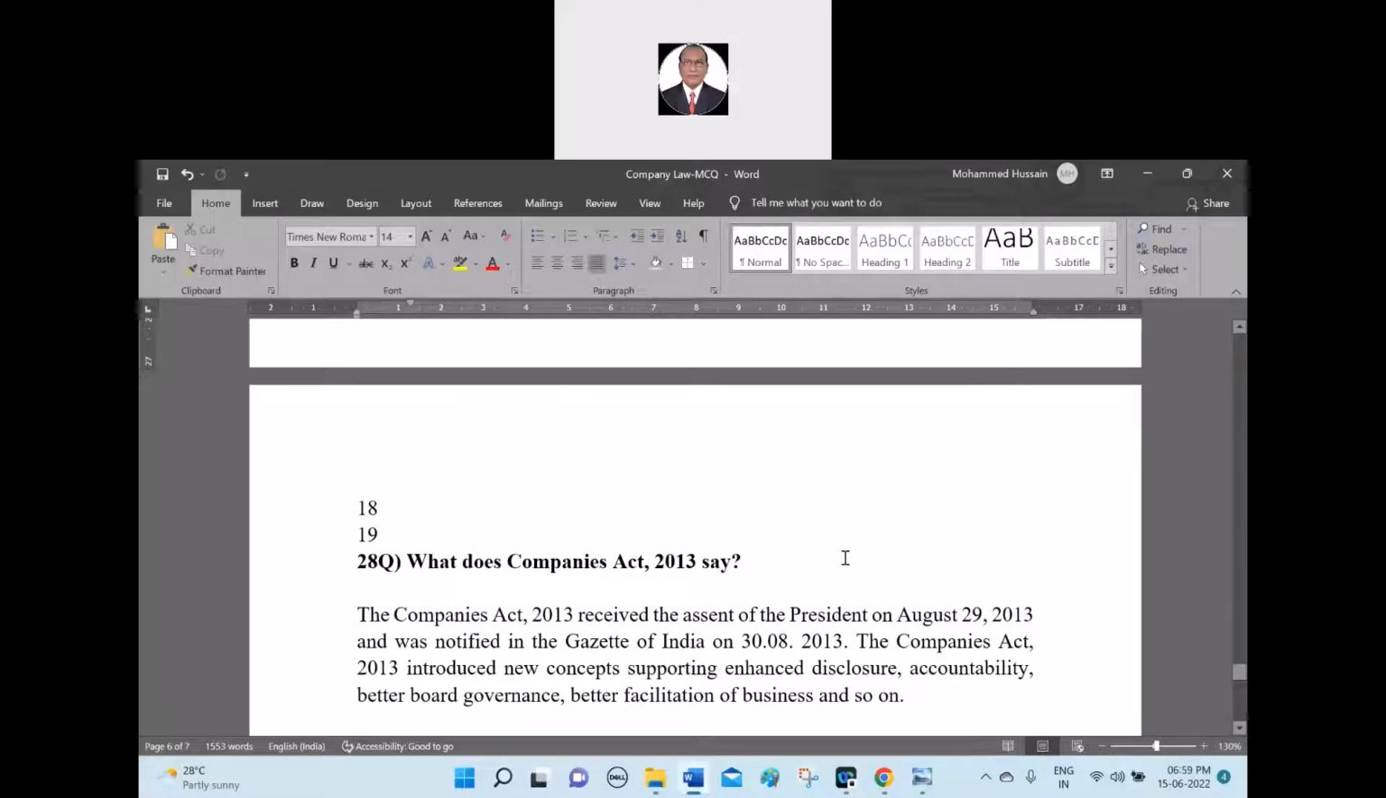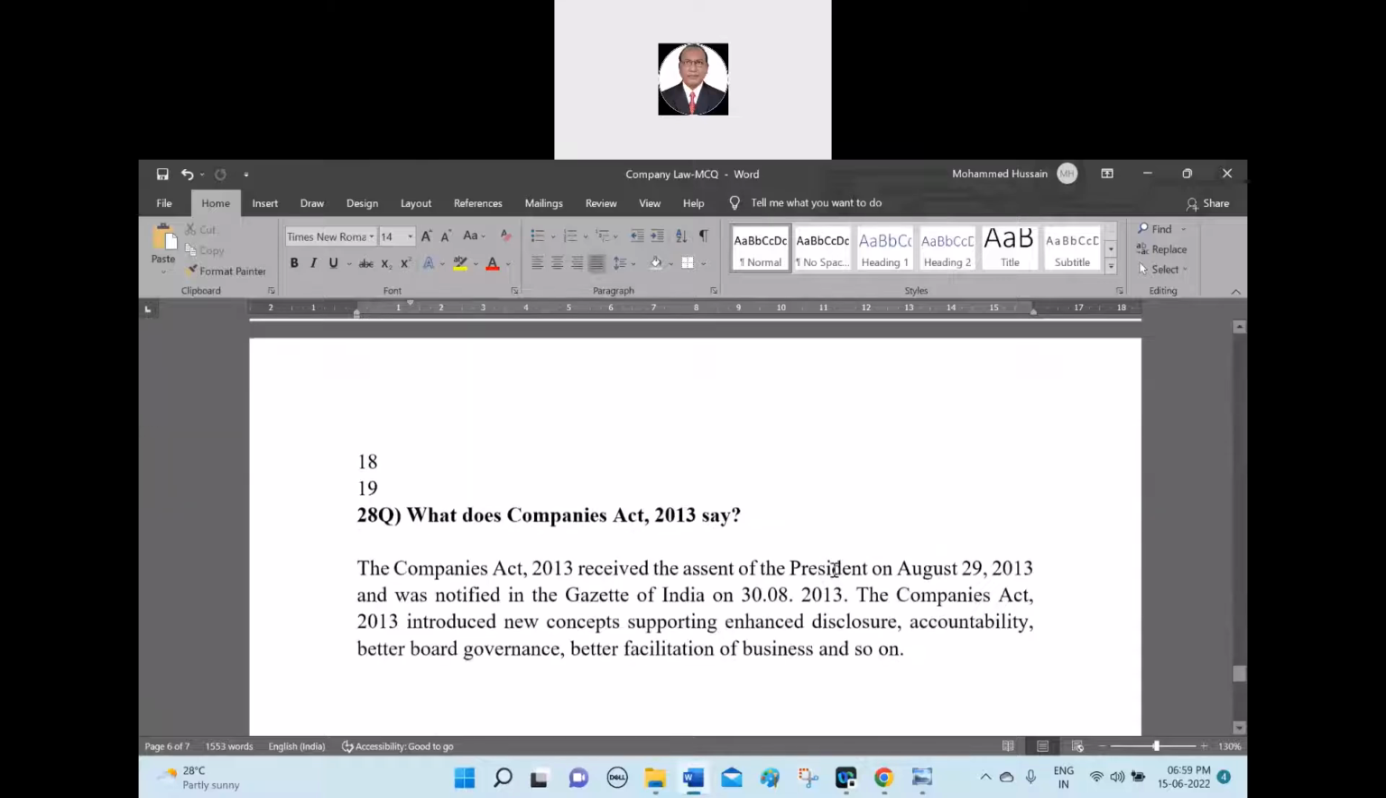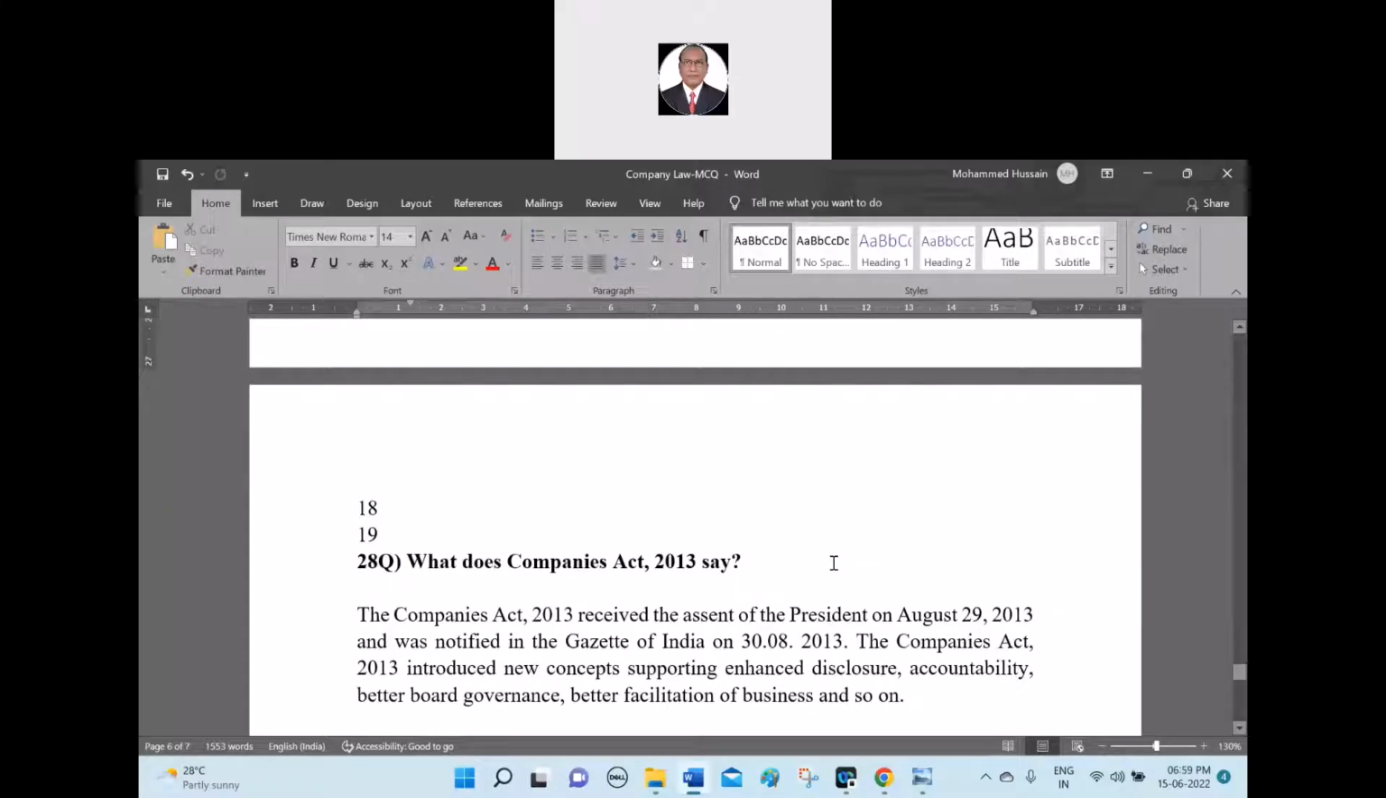Supplementary question: what does the company law actually say? Or what does the company law actually govern? Or what are the company law's actual concepts? At that instance you are supposed to write: supporting enhanced disclosure, accountability, better board governance, better facilitation of business and so on. So they may ask supplementary questions in that way also. That is the way you have to make it out.